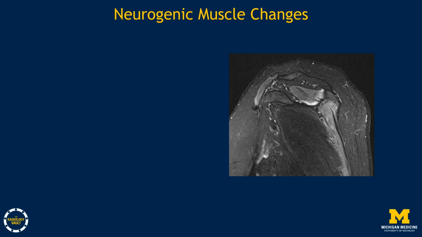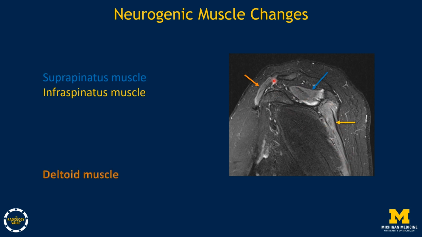Now, based on the involved muscles, we can surmise which nerves are involved. So which muscles do we have here? We have the supraspinatus and infraspinatus muscles here. And we also have the deltoid muscle. So we know that there's probably involvement of the suprascapular nerve and the axillary nerve in this patient with Parsonage-Turner syndrome.